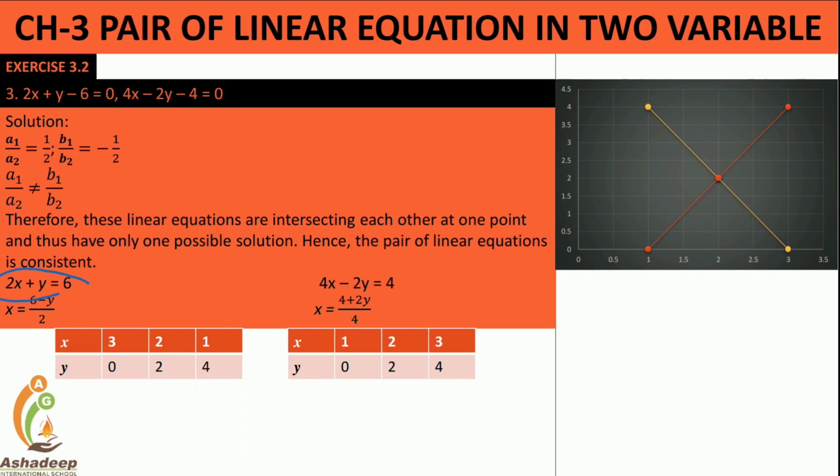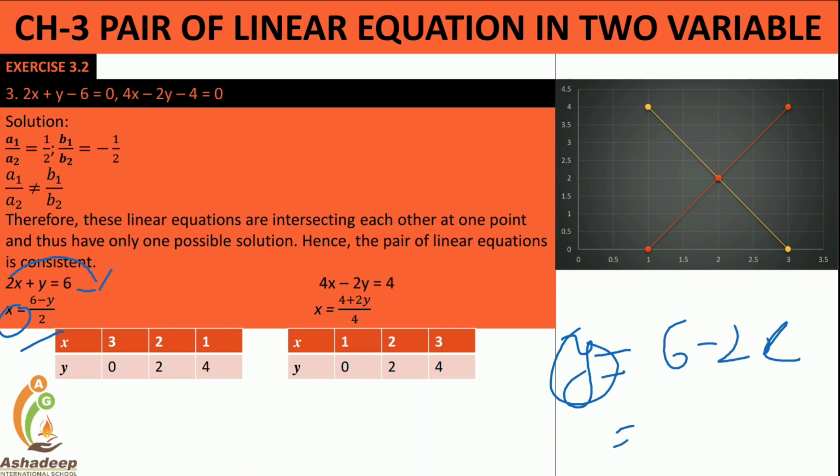Now, here we need to make x or y alone. Here, make y alone. So if 2x goes to the other side, it becomes y is equal to 6 minus 2x. You can do it both ways, whether you make x alone or y alone. For x, I already did. But for y, I am going to do it. So 6 minus 2x, let's put x as 3. 3 2s are 6. So 6 minus 6 is nothing but 0.